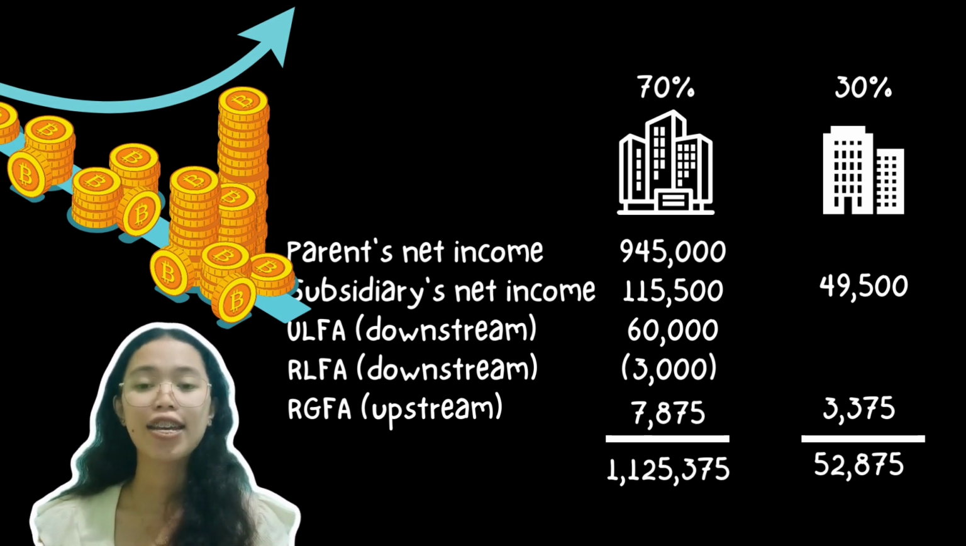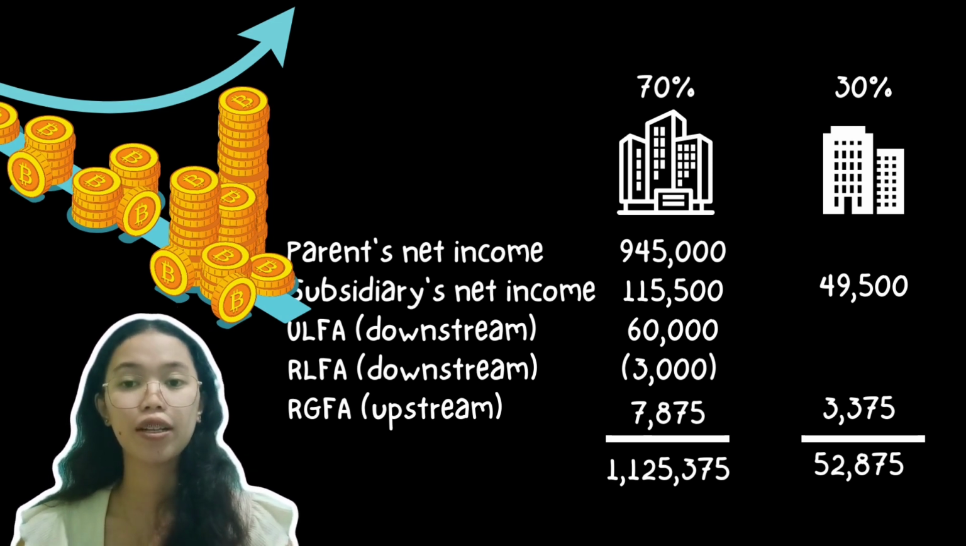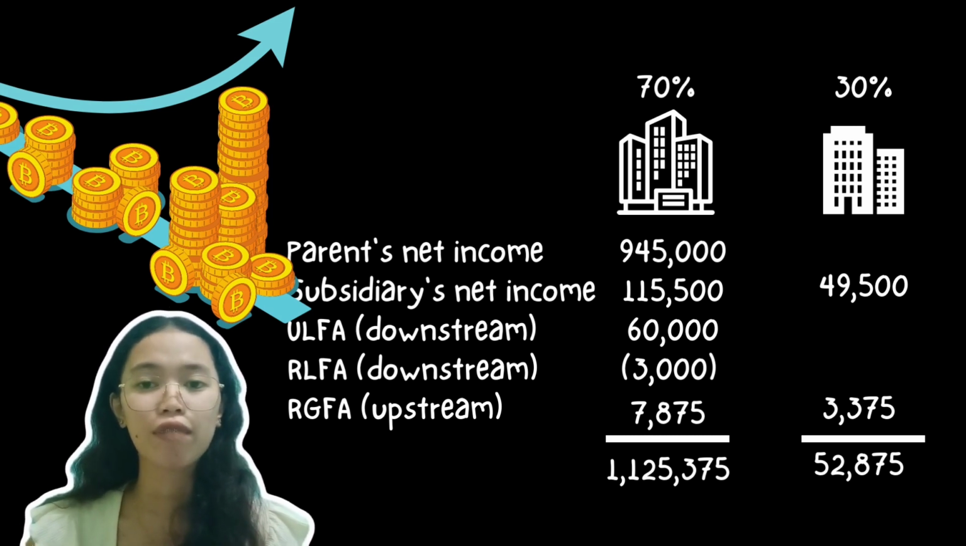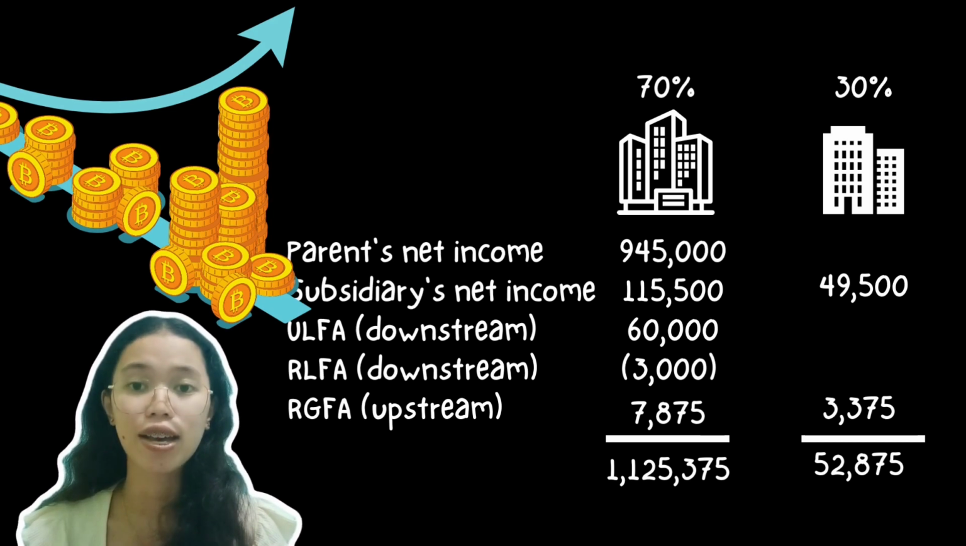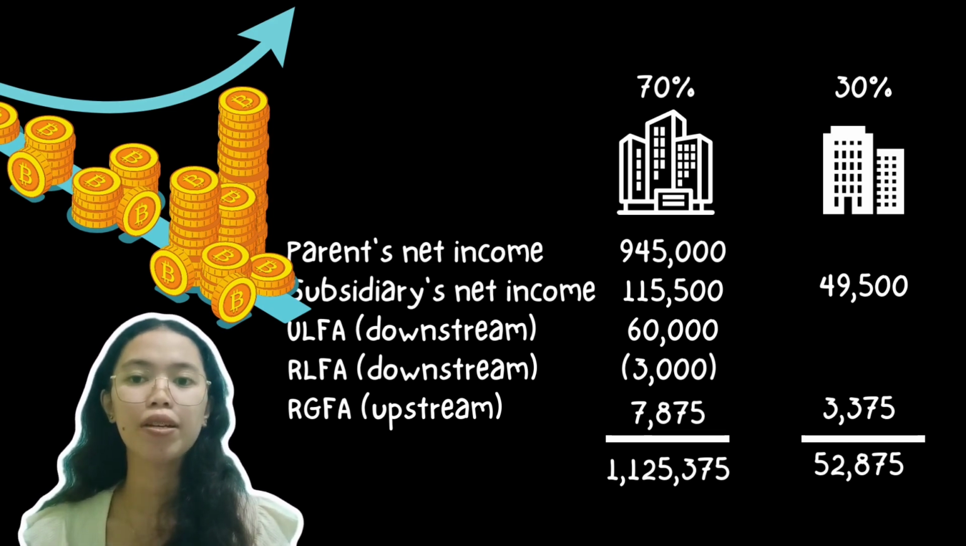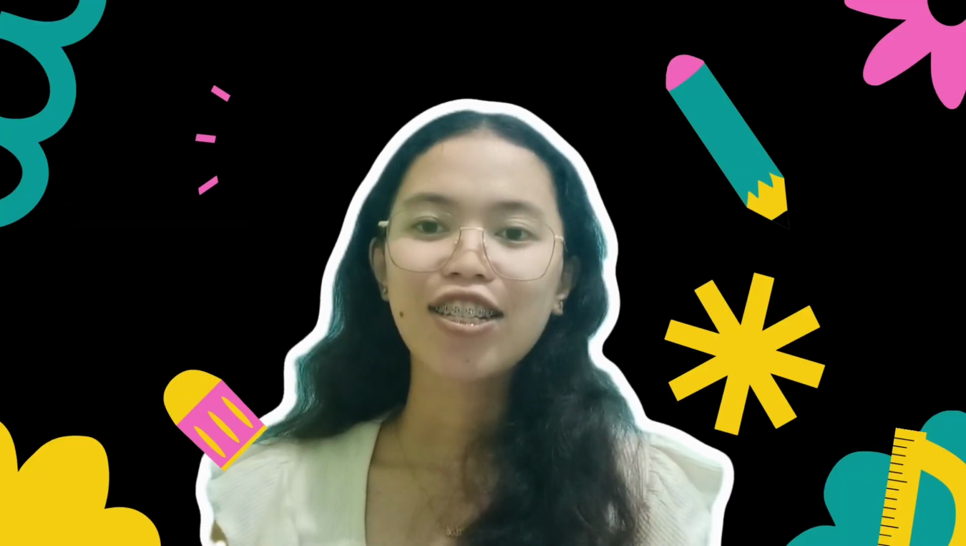Adding everything, it will give us consolidated net income attributed to parents' shareholders' equity of $1,125,275 and $52,875 of the consolidated net income is attributed to the non-controlling interest. And that ends our discussion.